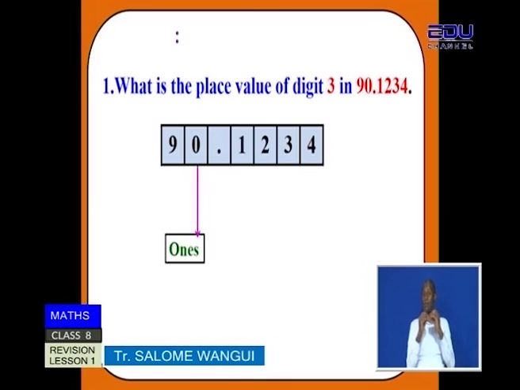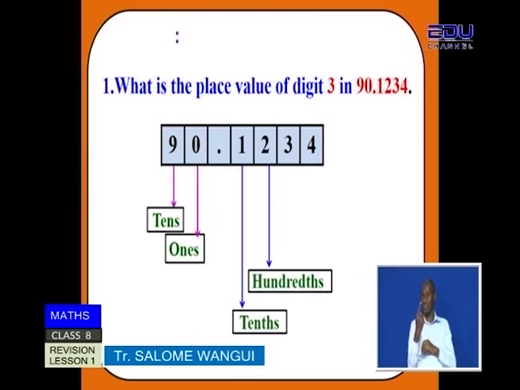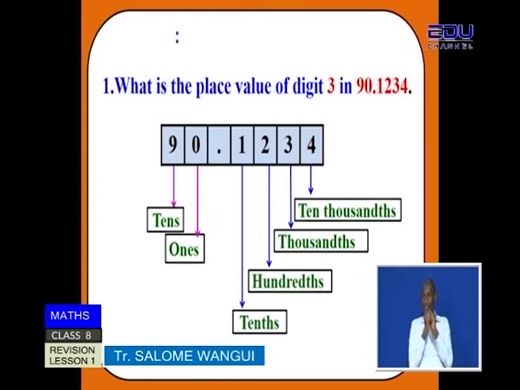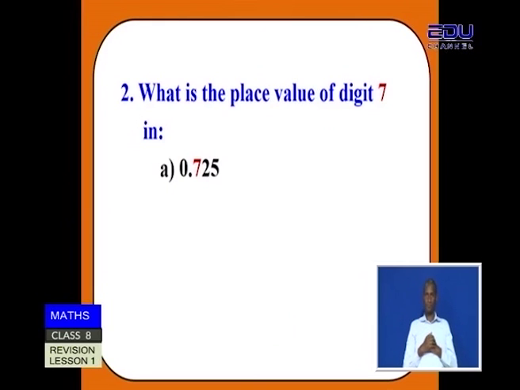So in our case here, I have ones and I have tens. Now, from the decimal point going to the right, my first number is tenth. My second number is hundredths, my third number, thousandth, and my fourth number, ten-thousandth. From that, Lana, we can say the place value of digit 3 in our example is thousandths, thousandths. That is the place value of digit 3 in 90.1234.